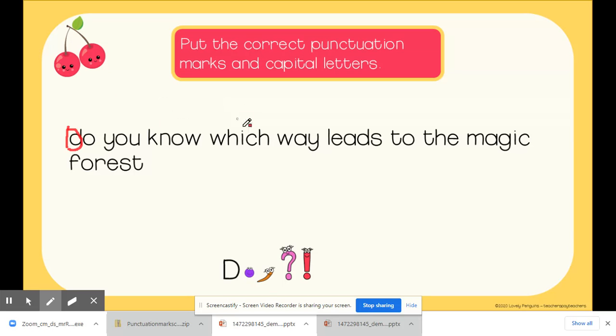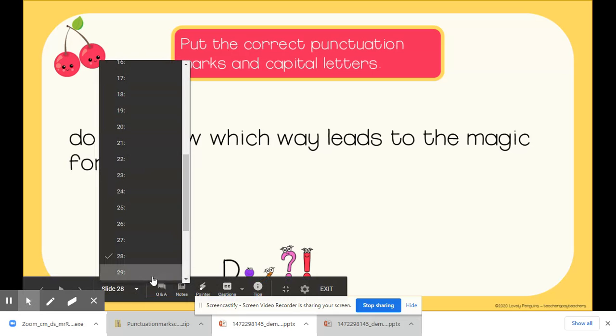Let's see what kind of sentence it is. Do you know which way leads to the magic forest? Sounds like they're asking for directions. So, yep, we're going to use our question mark. There we go. All right, now our sentence is complete. Next sentence.